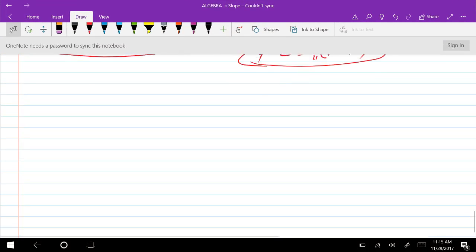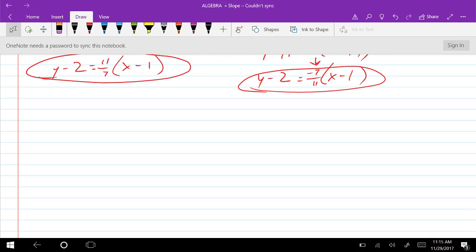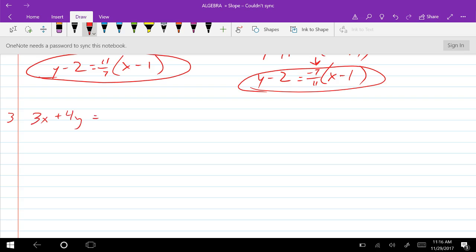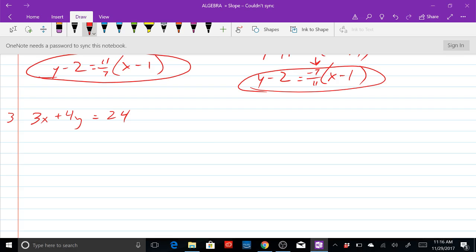Okay, so I'm moving on to number 3 on this class test. We have been given the equation 3x plus 4y equals 24. I want to solve for the x-intercept and graph it. So I'm going to do both at the same time, x and y axis, and graph both.